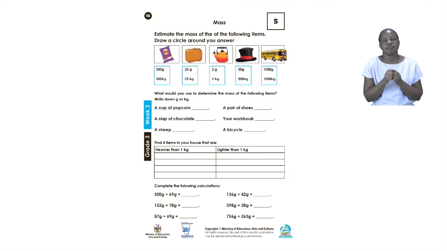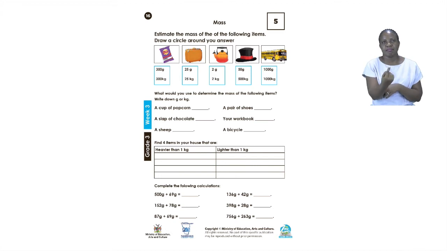Do we say that the packet of chips is 300 grams or 300 kgs, kilograms? Circle the correct answer. Remember, grams are smaller than kilograms. And you're going to do the rest by yourself.